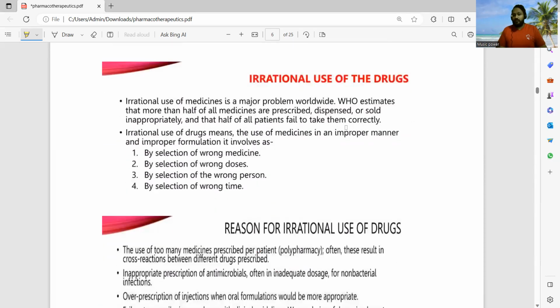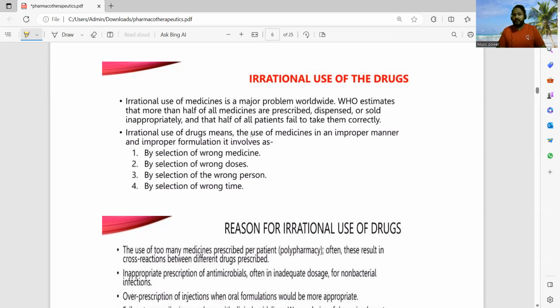Now, irrational use of drugs is very harmful to the patient. So we move on to this. Irrational use of medicine is a major problem worldwide. The World Health Organization estimates that more than half of the medicines are prescribed, dispensed, or sold inappropriately, and that half of all patients fail to take them correctly.